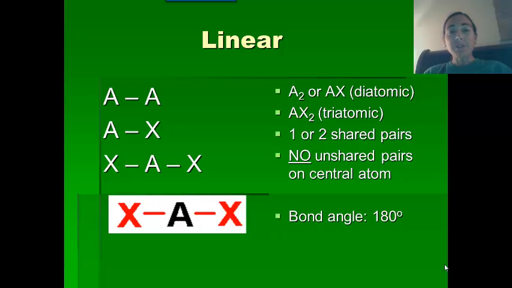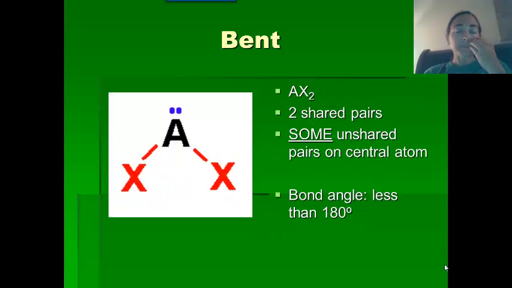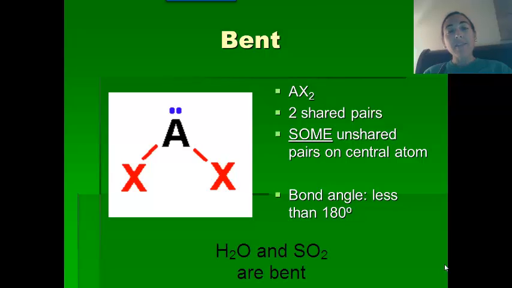One that looks very similar to linear is bent. Now the formula for a bent molecule is AX2, so you have 3 atoms in the formula. There are 2 shared pairs in this diagram. The main difference between linear and bent is that this bent molecule has an unshared pair on the central atom. This particular diagram has 1 unshared pair, but if there were 2, it would still be a bent molecule. The reason that happens is that the unshared pair repels those shared pairs, and that repulsion causes the bonds to bend away from the unshared pair. That makes the molecule a bent configuration rather than linear.